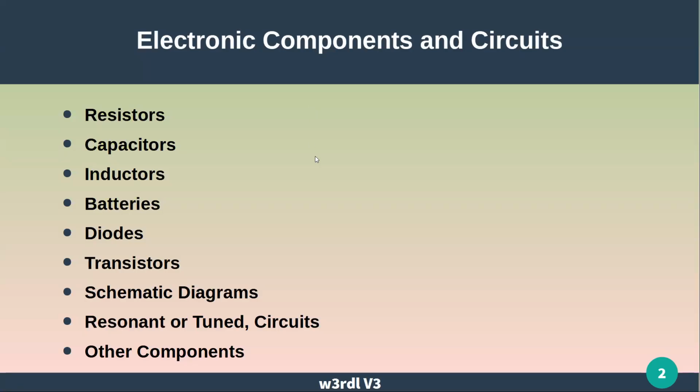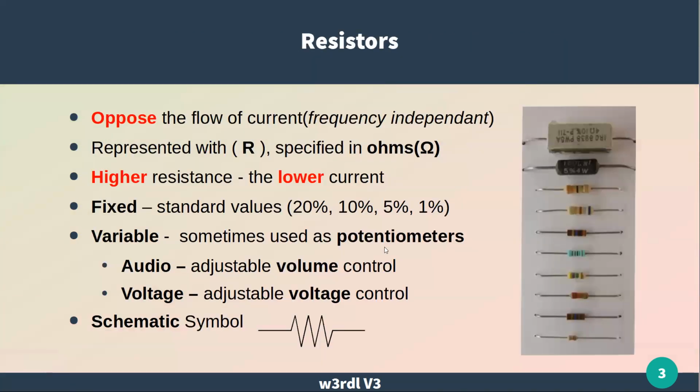Okay, so in this one, we talk about components. And a little later on, next week, we'll get into the circuits. So we'll talk about actual resistors, capacitors, inductors, batteries, diodes, transistors, schematic diagrams, and resonant or tuned circuits, and some other components. Probably only do resistors, capacitors, maybe inductors today.